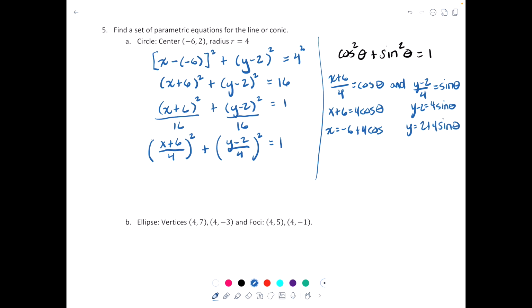So notice that the sine and the cosine both have the same coefficient of 4. And so that might give us a clue that we're going to end up with a circle. All right? And so that is our set of parametric equations. Groovy?